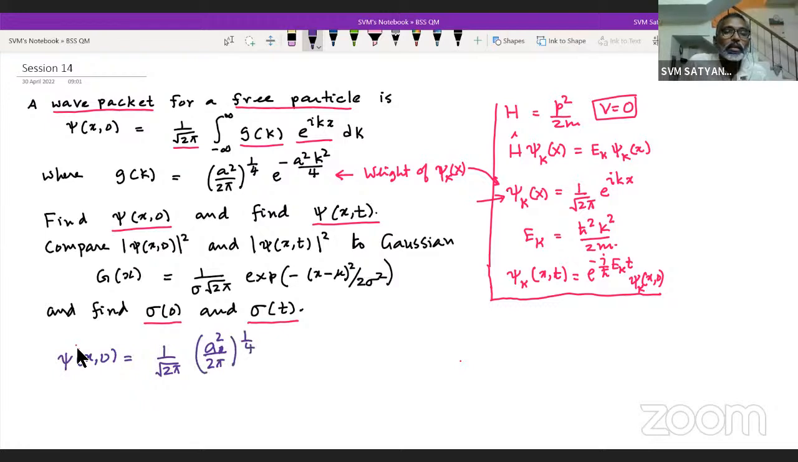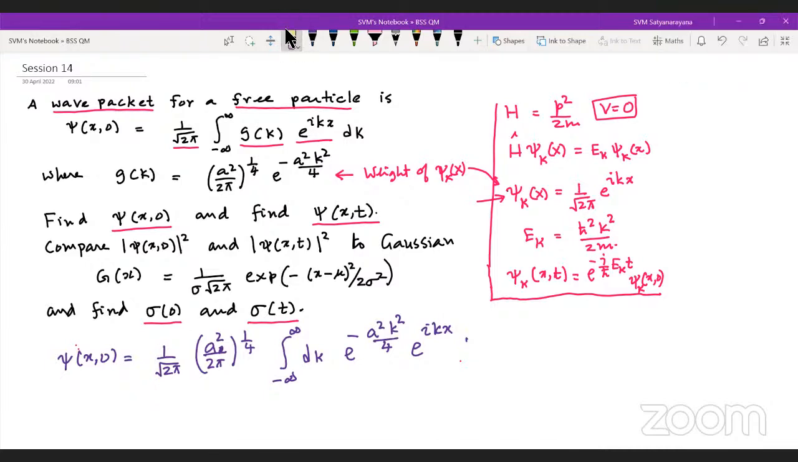So these are constants. And then I have the integral from minus infinity to infinity dk e to the minus a square k square by 4 into e to the power i k x. Okay, that is what we have to solve. So we have to do this integral. Now these kinds of integrals are called Gaussian integrals.